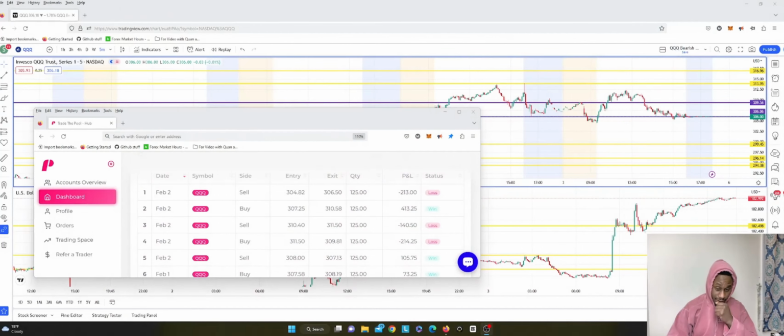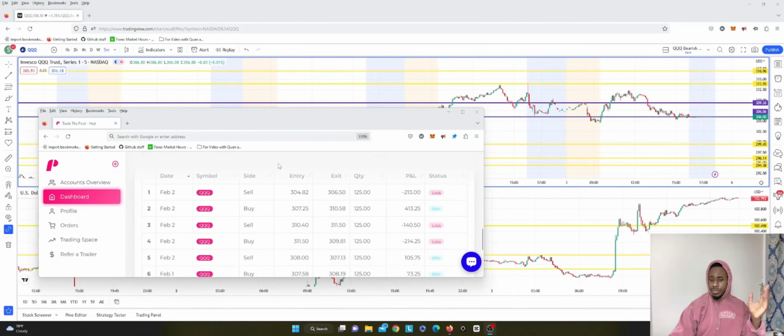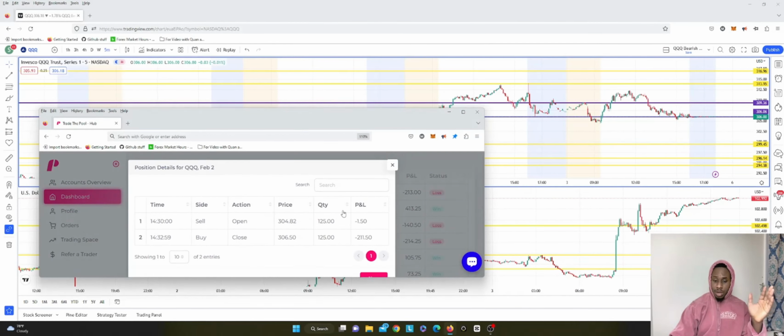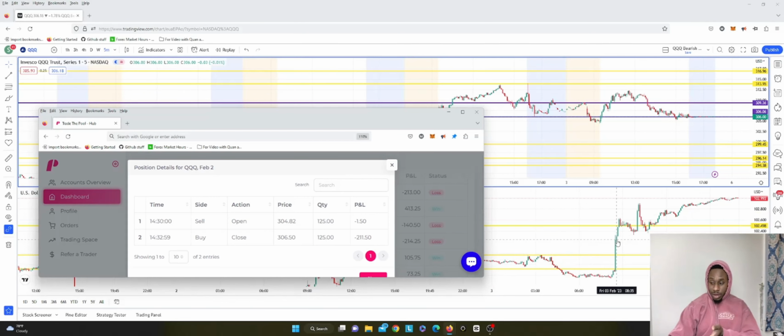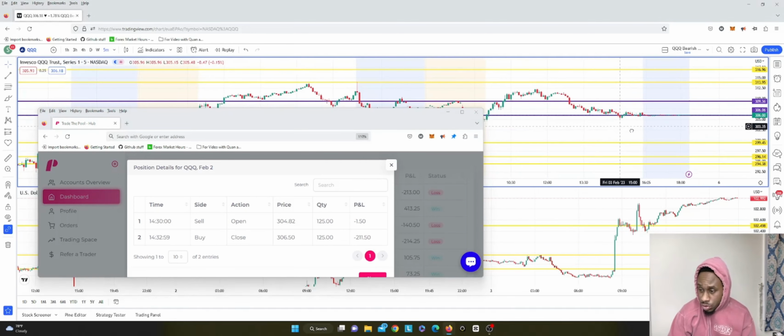So on the day, I had five trades, right? First trade was a loss. So I'll show you why. Look at the dollar here. I have the dollar here and the QQQ here, right? So this is Friday. Let's zoom in on the QQQ a bit more.